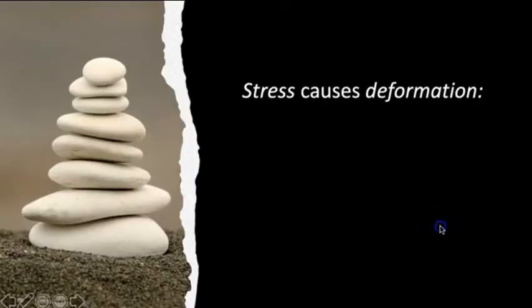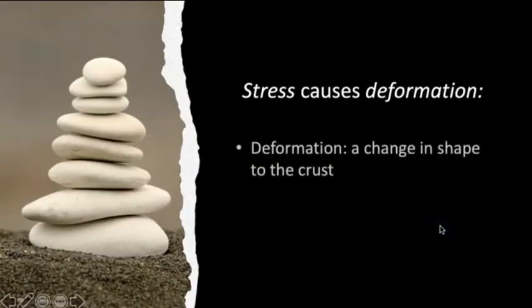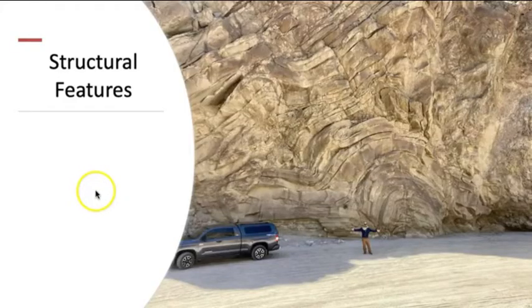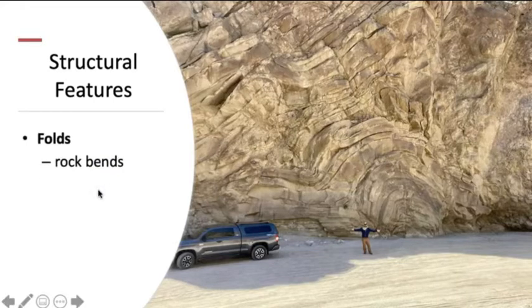Stresses cause deformation of the crust, which changes its shape through bending or breaking. Bending and breaking change the structure or shape of the rock of the crust. Deformation changes the shape of the crust into structural features, which include folds, when a body of rock has been bent, or faults, when rock has been broken and shifted along a fault.